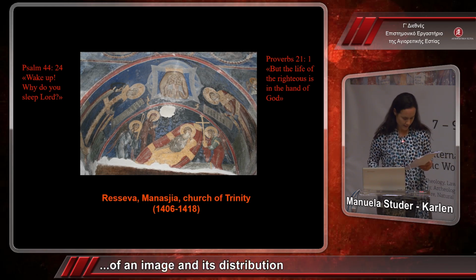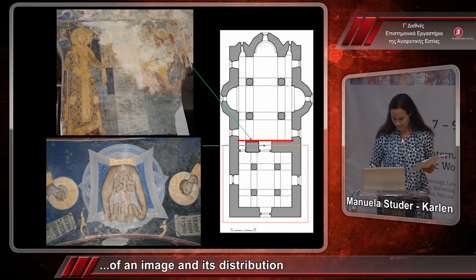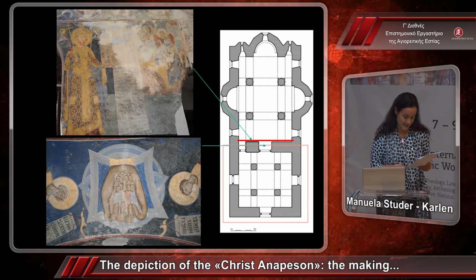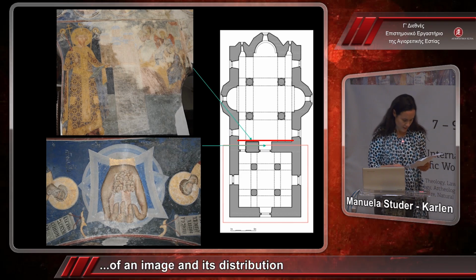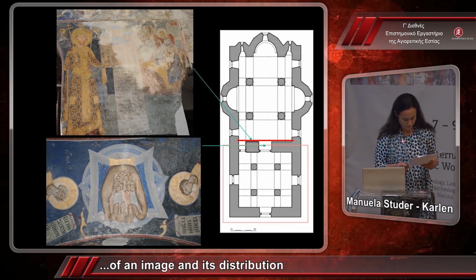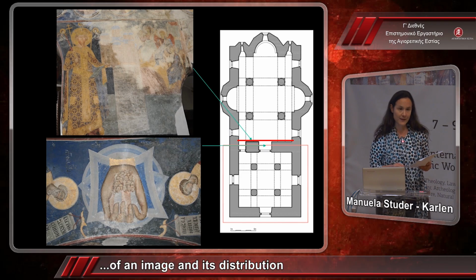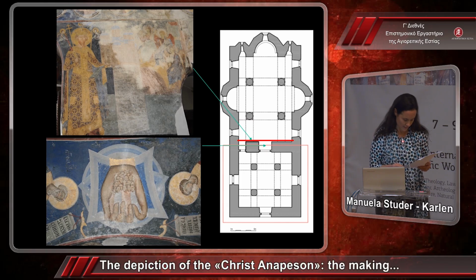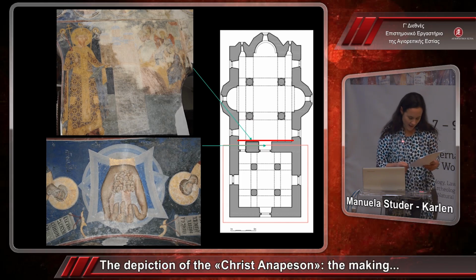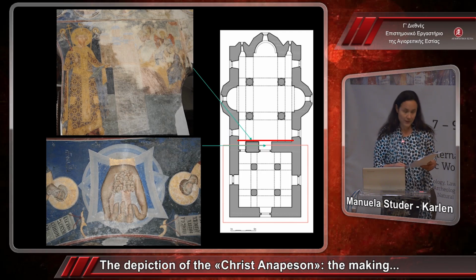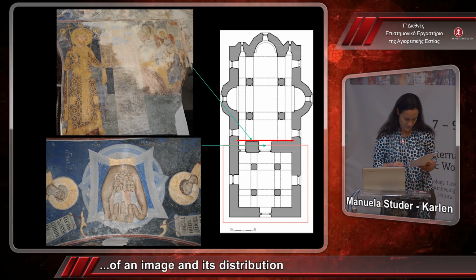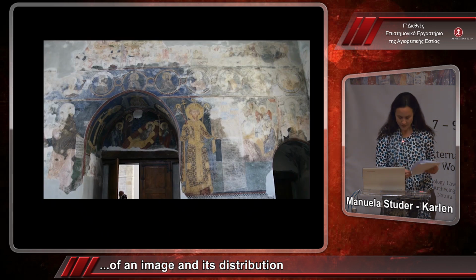In addition, there is another aspect. Next to Solomon, who is used in contemporary literature as a prototype of the just king, is the portrait of the church's donor, Stefan Lazarevich. The founder is part of the image of salvation created by the Anapeson and the hand of God. The depiction of the Anapeson has a high devotional meaning. So it is in Resava, where the donor Stefan Lazarevich is standing beside the Anapeson and hoping for the salvation of God.